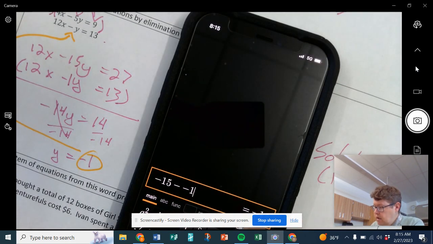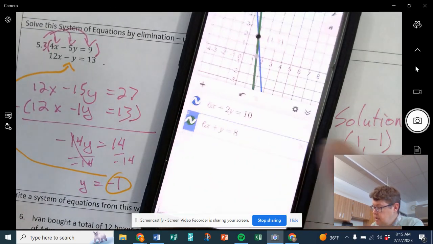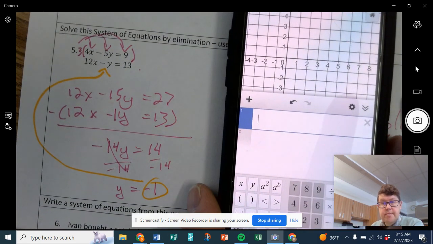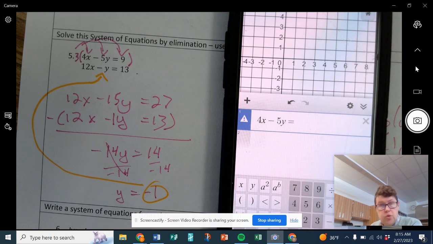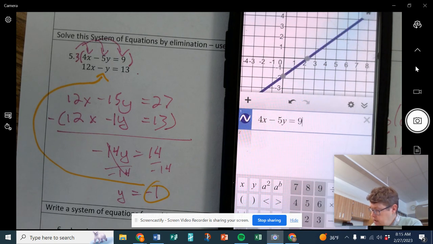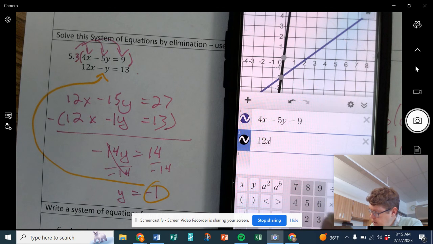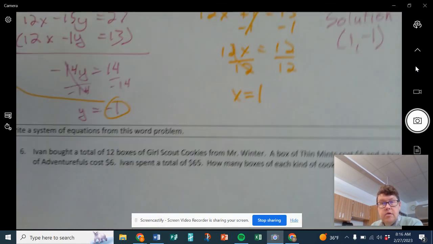So again, going back to the calculator, you guys are probably sick of it at this point, but it's a great tool. Please use this in high school. Let's see, 4x minus 5y equals 9, and then 12x minus y equals 13. That gets 1, negative 1, which was our solution.